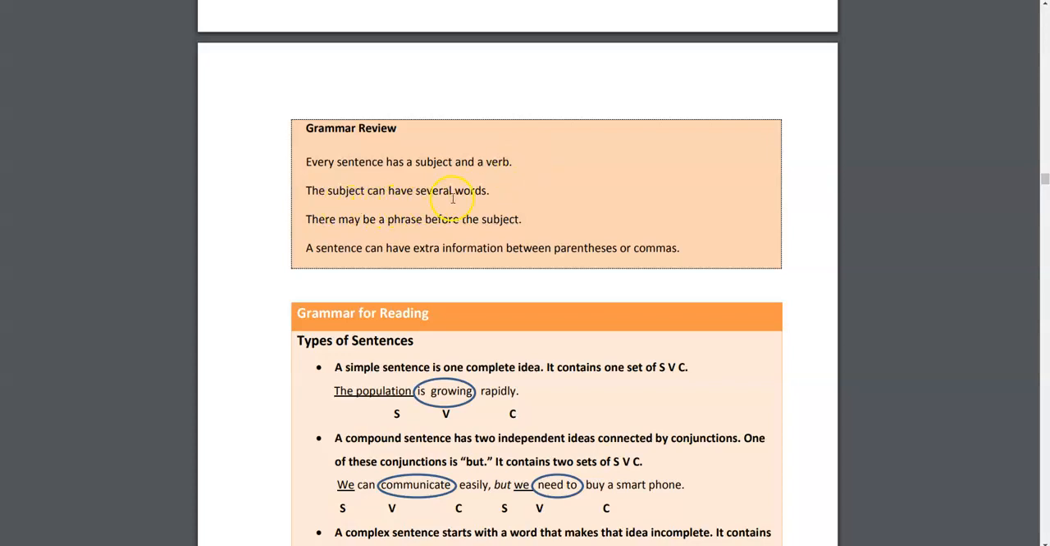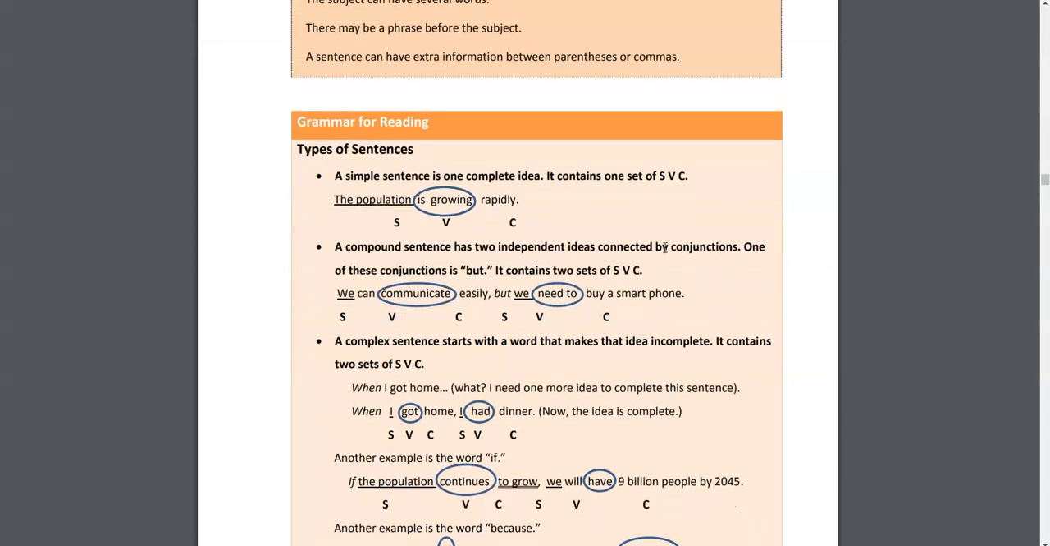The subject can have several words. There may be a phrase before the subject, and a sentence can have extra information between parentheses and commas. Well, this is something we already practiced. Now, I am going to introduce to you another way of making a sentence more complex, more sophisticated, okay? So, let's take a look at these sentences right here.